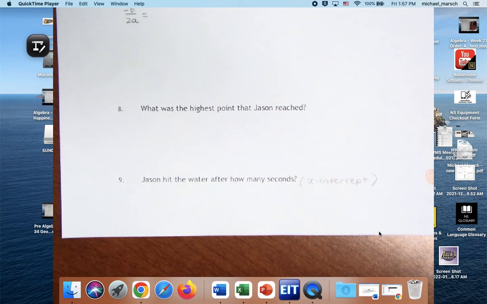of the parabola, right? So the first two questions are having to do with the vertex. And this last one, how long does it take him to land in the water? That's my x-intercept, because the water is my x-axis. Everybody with me? So maximum height, how long does it take to get to the maximum height? Vertex. How long before he reaches the water? X-intercept.